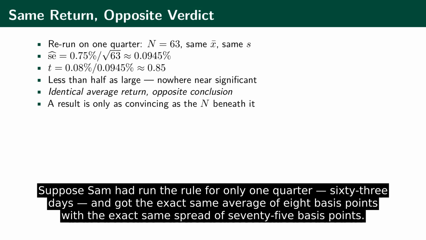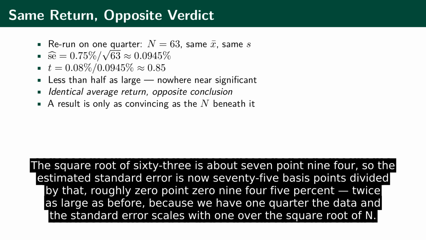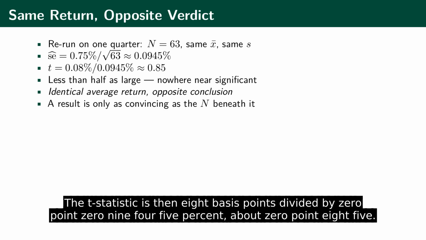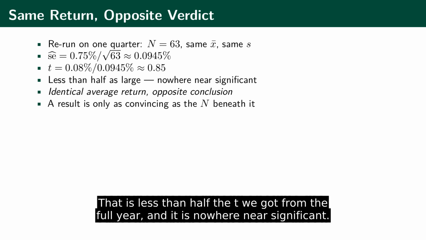Suppose Sam had run the rule for only 1 quarter, 63 days, and got the exact same average of 8 basis points with the exact same spread of 75 basis points. The square root of 63 is about 7.94, so the estimated standard error is now 75 basis points divided by that, roughly 0.0945%, twice as large as before, because we have 1 quarter the data and the standard error scales with 1 over the square root of n. The t-statistic is then 8 basis points divided by 0.0945%, about 0.85. That is less than half the t we got from the full year, and it is nowhere near significant.